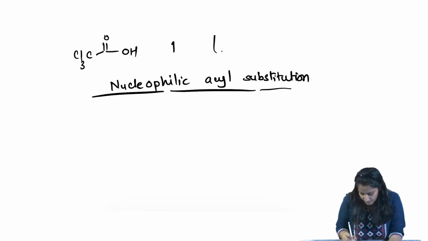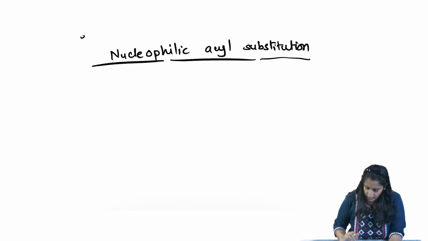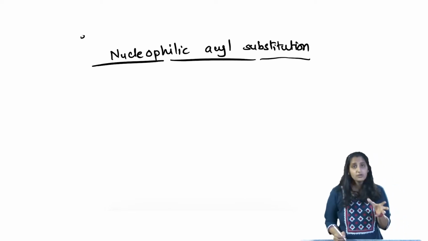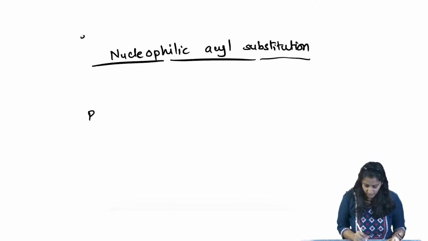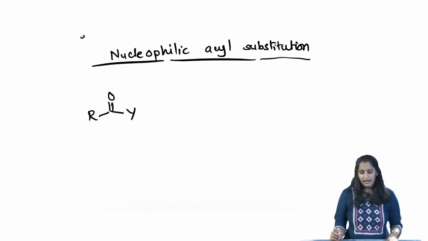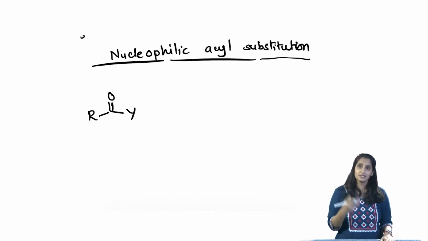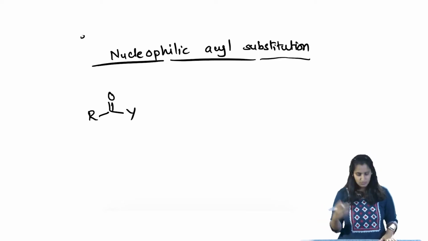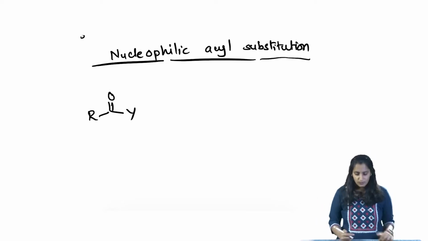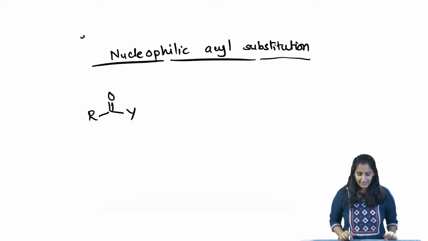Okay. Let us look at it in detail. I am going to take a very generic molecule, RC double bond OY. In the case of acid chlorides, that Y becomes a chlorine, in the case of esters it becomes OR, and in the case of amides it becomes NH2 or NHR, and so on and so forth. So, it is a very generic molecule.